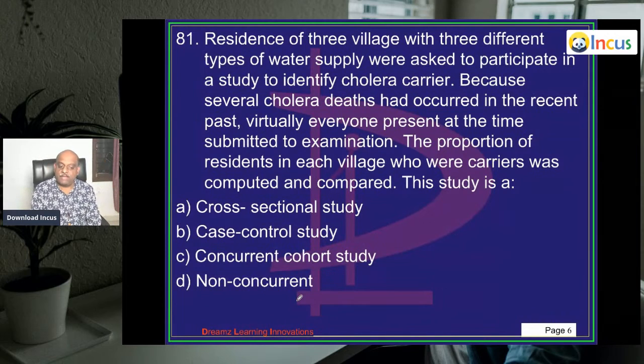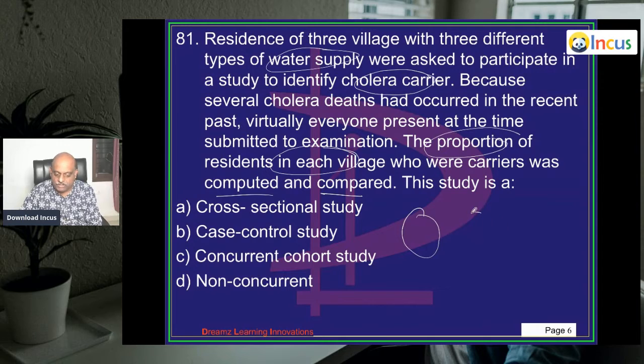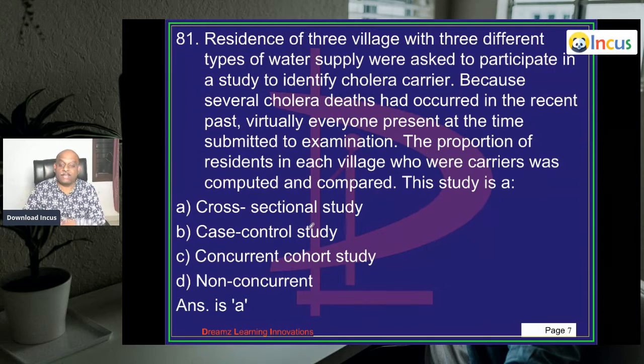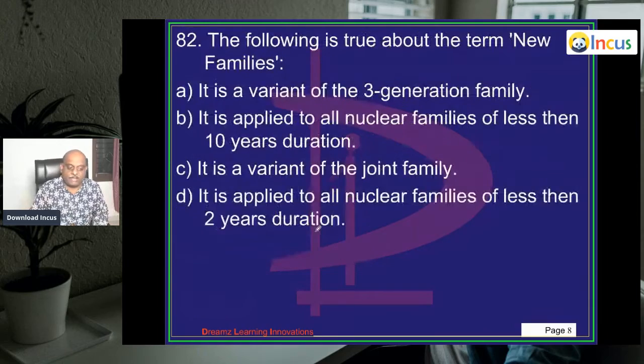Residents of 3 villages with 3 different types of water supply were examined to identify cholera carriers. The proportion of residents in each village was computed and compared. So you are comparing one proportion with another proportion at one given point of time, which is basically called a cross-sectional study.